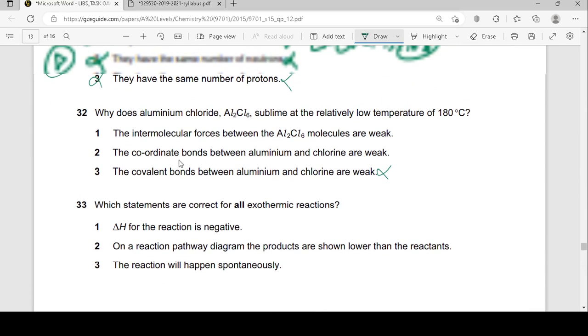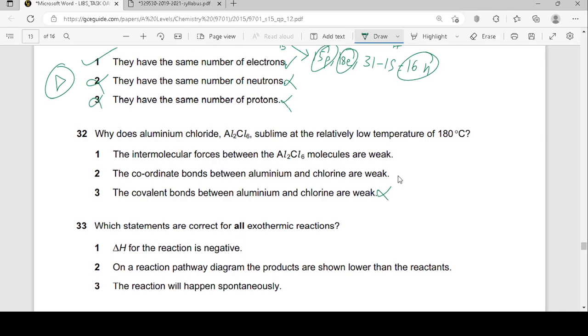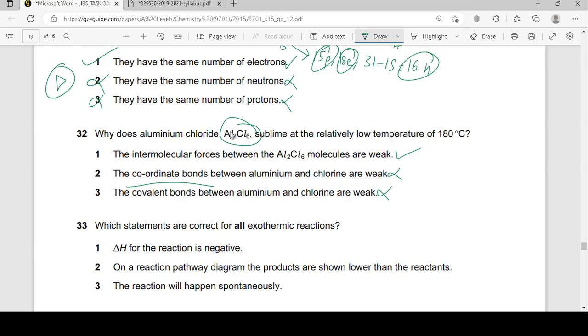Okay. Now I'm looking at the words. The coordinate bonds between aluminium and chlorine are weak. Again, I am going to eliminate that because they're talking about coordinate bonds. The intermolecular forces between the Al2Cl6 molecules are weak. That is right. Now of course, you do think about dative covalent or coordinate covalent bonds in Al2Cl6, and it obviously also does have covalent bonds. But the language is that they're asking about sublimation, right? So you're only thinking about intermolecular forces, which means you won't consider the strength or weakness of coordinate bonds and the number of covalent bonds. You're only thinking about intermolecular forces. So my answer is going to be D, okay?